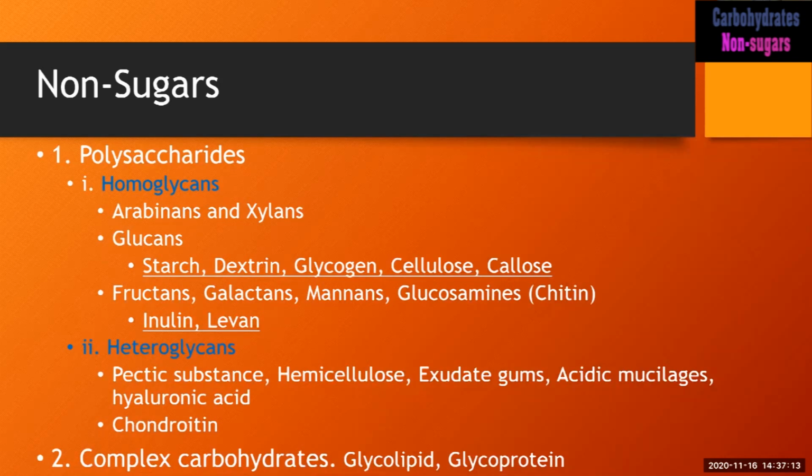Polysaccharides are those which contain more than 9 monomer units, and they are further divided into two classes. One is known as homoglycans and the second is known as heteroglycans. Homoglycans contain the same type of monosaccharide residue, whereas heteroglycans contain different types of monosaccharide residues. So we will discuss one by one.